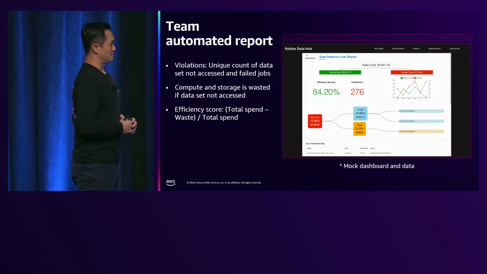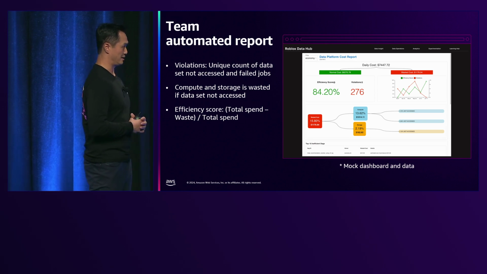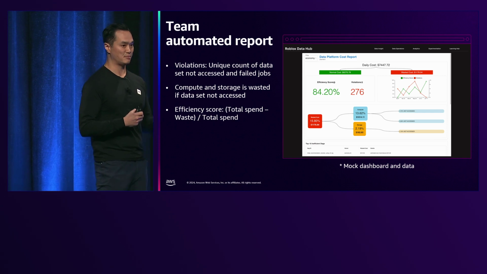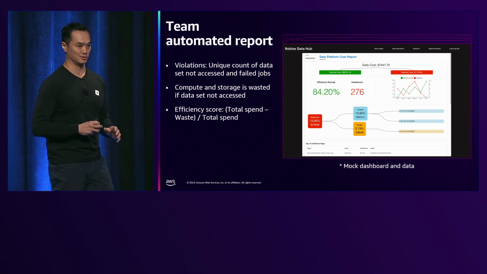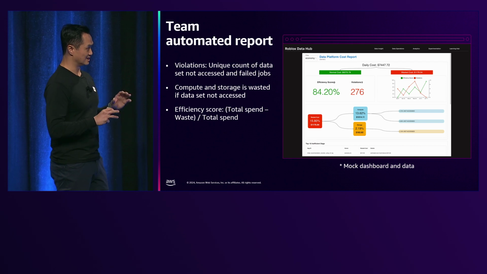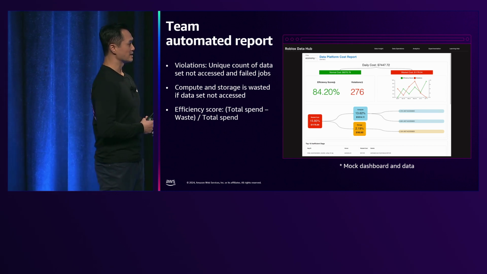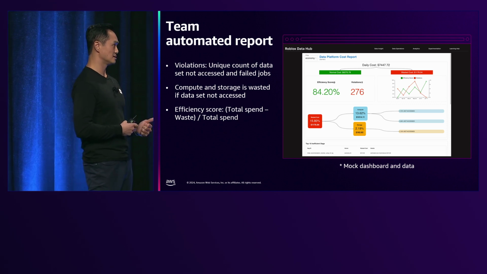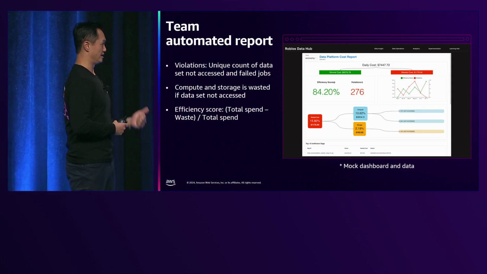So this is the team automated report that we're working on internally. There are two things that are important here: we want the teams to be as efficient as possible. So at the very high level, we just provide an efficiency score, so you don't have to dig down into the data. It's like, hey, am I efficient or am I not? The way we figure out the efficiency score is that we look at two things: the storage cost and the compute cost. Are you wasting storage or are you wasting compute?